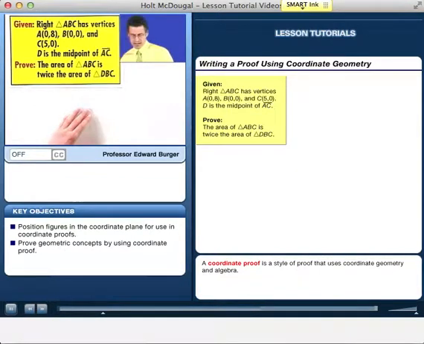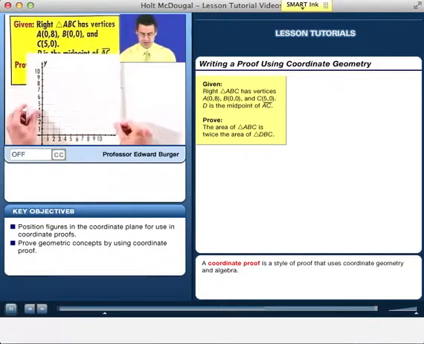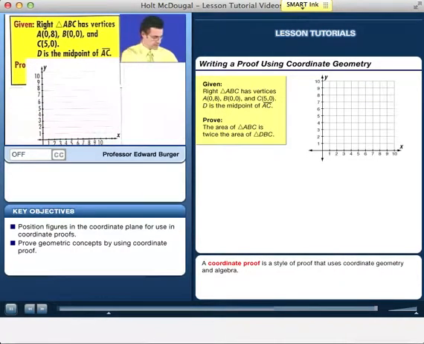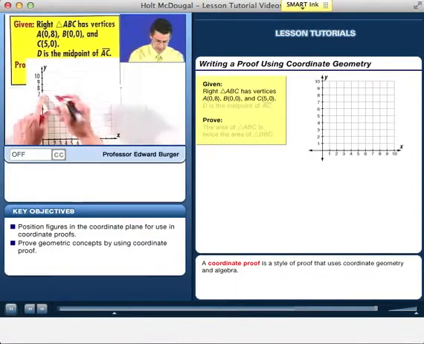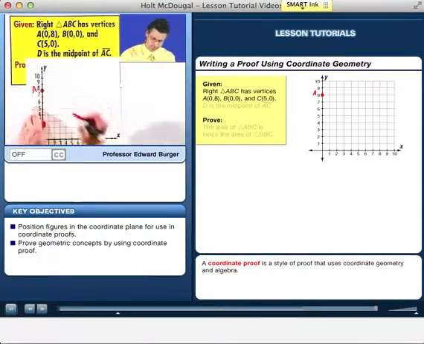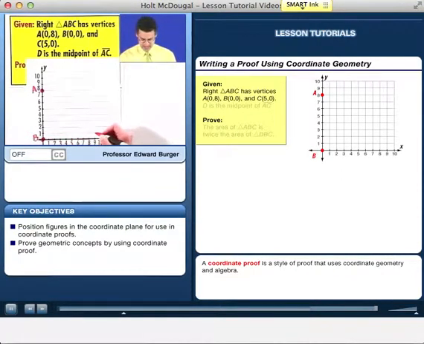So let's actually right now try to generate a picture for the situation. All right, well, here we go. So let's put in the points. A is located at (0, 8). That's right here. So here's A. B is located at the origin. That's B. And C is (5, 0). So this is C. So now I can see the right triangle.